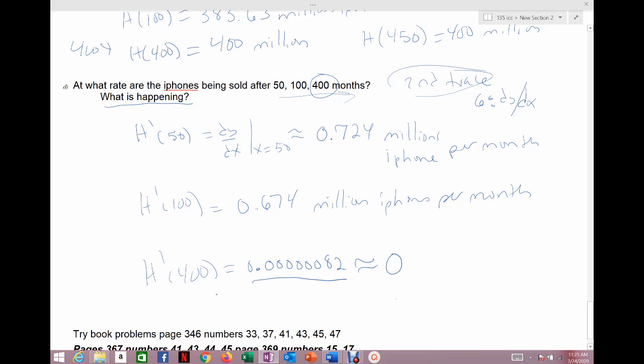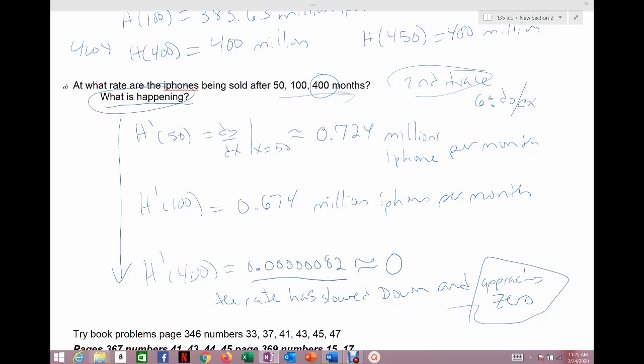So the rate has slowed down and approaches 0. That's what's happened. The rate's getting smaller. After each month passes, my rate of change is decreasing until it slows down and really gets to 0. No new people are buying the iPhone. Again, similar to the logistic curve, it has a leveling off. Everybody who's bought one has bought one, and no new people are buying them. So my rate of change is decreasing.